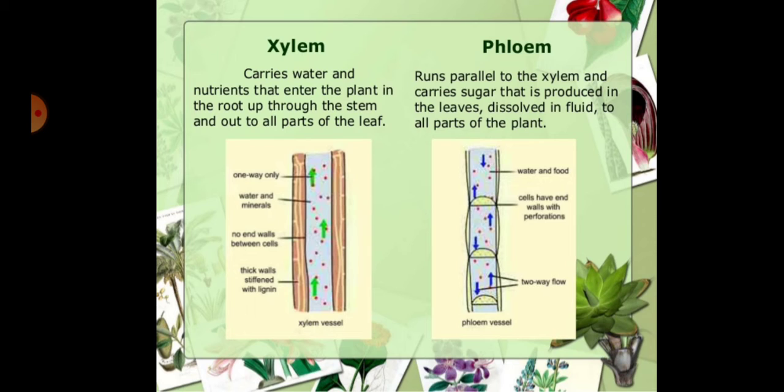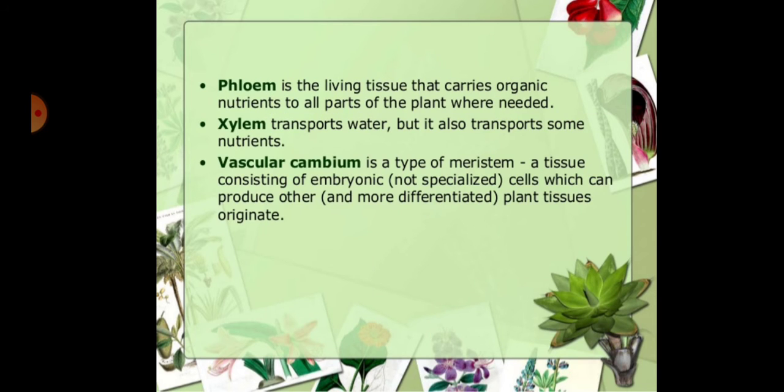Xylem carries water and nutrients that enter the plant in the root up through the stem and out to all parts of the leaf. Now phloem runs parallel to the xylem and carries sugar that is produced in the leaves, dissolved in fluid, to all parts of the plant. Phloem is the living tissue that carries organic nutrients to all parts of the plant where needed, and xylem transports water, but it also transports some nutrients which are dissolved in water.